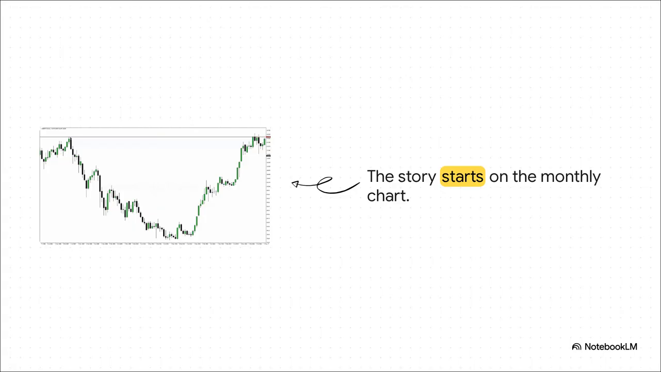And the answer, my friends, is not on the 1-minute chart. It's not even on the 1 hour. You have to zoom way out. You have to learn to ignore all that lower time frame noise and start where the big institutions make their decisions, the monthly chart. This is where the real story begins.